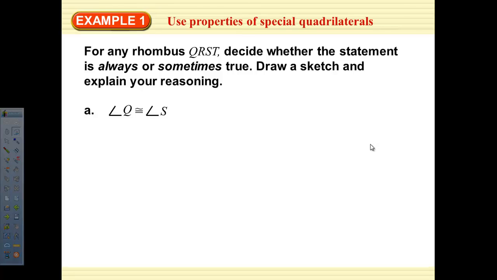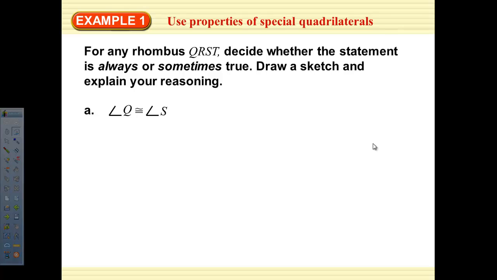For this section, we're going to look at rectangles, rhombuses, and squares. Remember, for rectangles, the defining property is that all four angles are equal. For a rhombus, we know all four sides are equal. And for a square, we know that all four angles are equal and all four sides are equal.